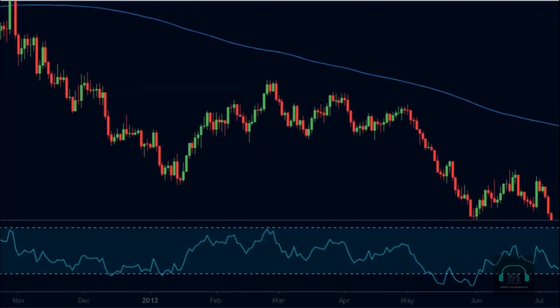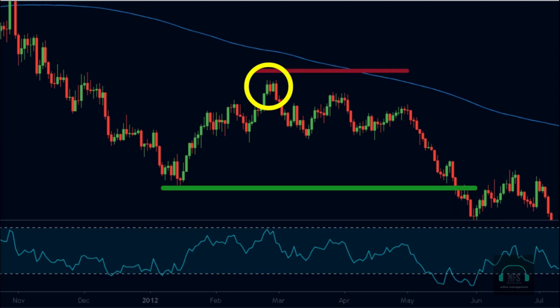Let's now take a look at a sell trade. Here we can clearly see that the stock is trading below the 200-period moving average. We see that the price comes near the 70 level on the RSI. At this level, the price starts to consolidate for 2 to 3 candles. This indicates an imminent change of direction. So we take a sell trade here. We keep our stop loss above this swing high and place our target at the previous swing low.